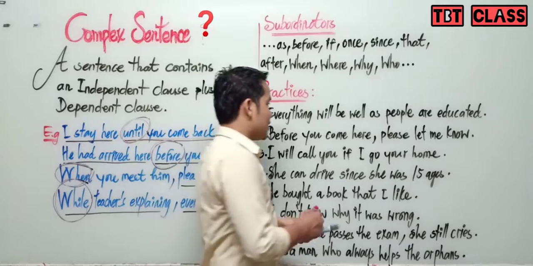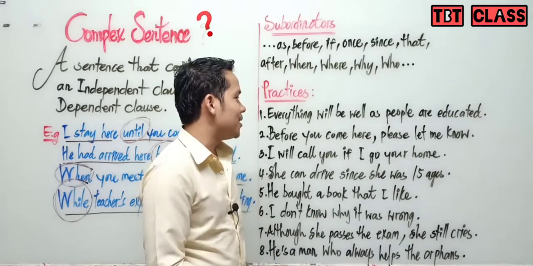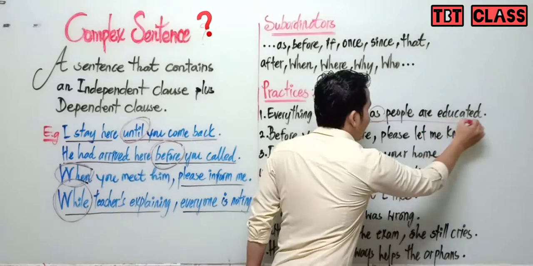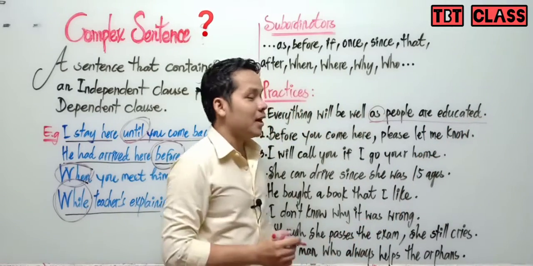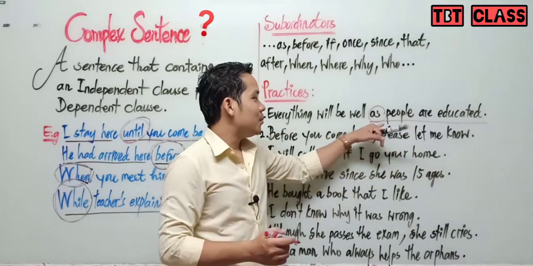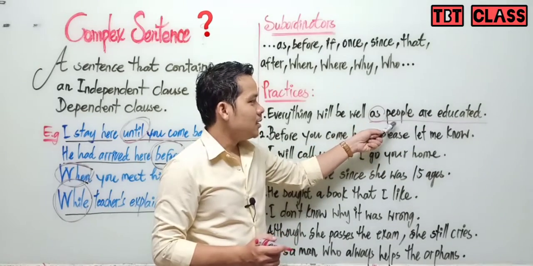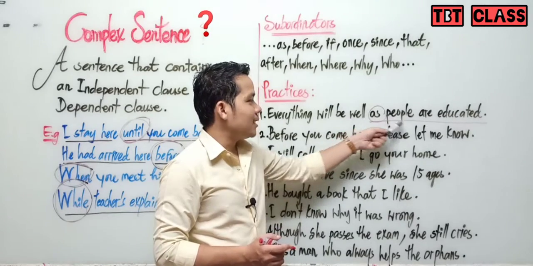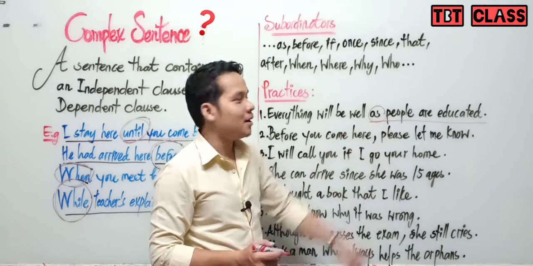Do you know where the subordinating conjunction or subordinator is? You see here, as. When we underline, we start from the subordinator to the end. So a subordinator always stands before a clause or sentence. When we see subordinator plus sentence, we call it a dependent clause.